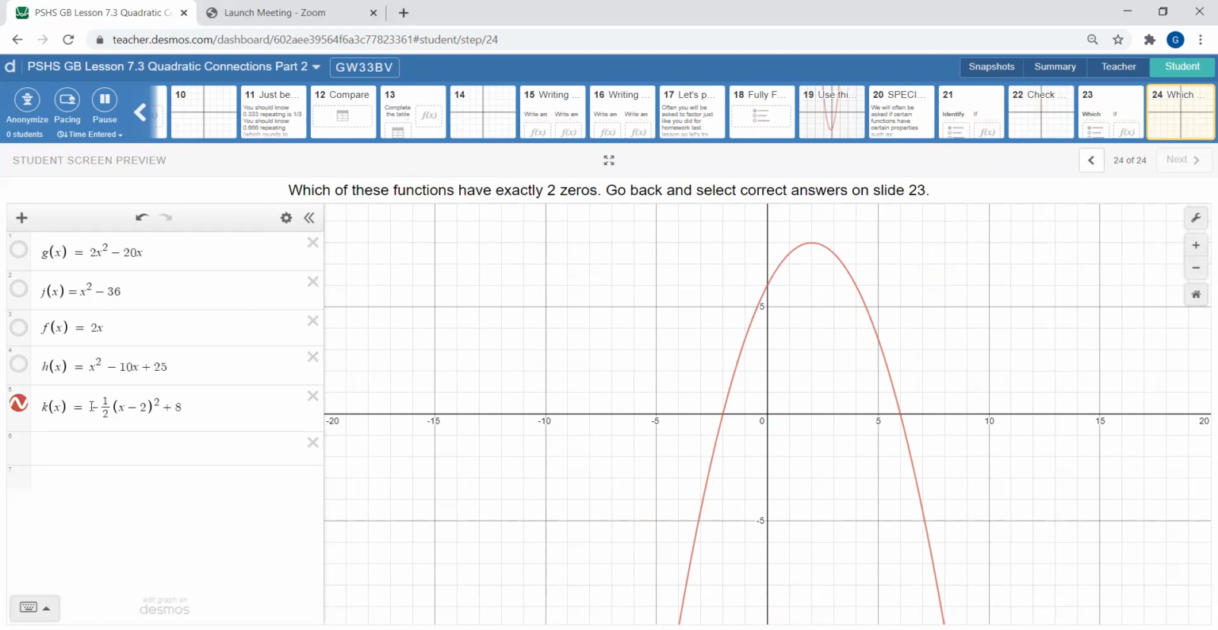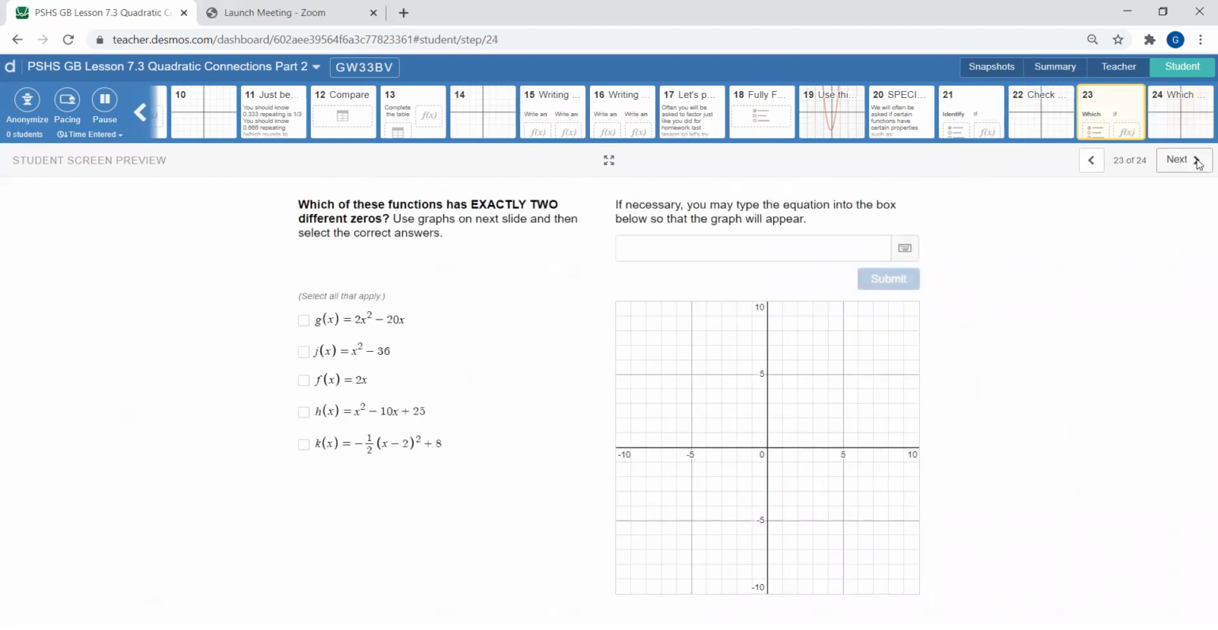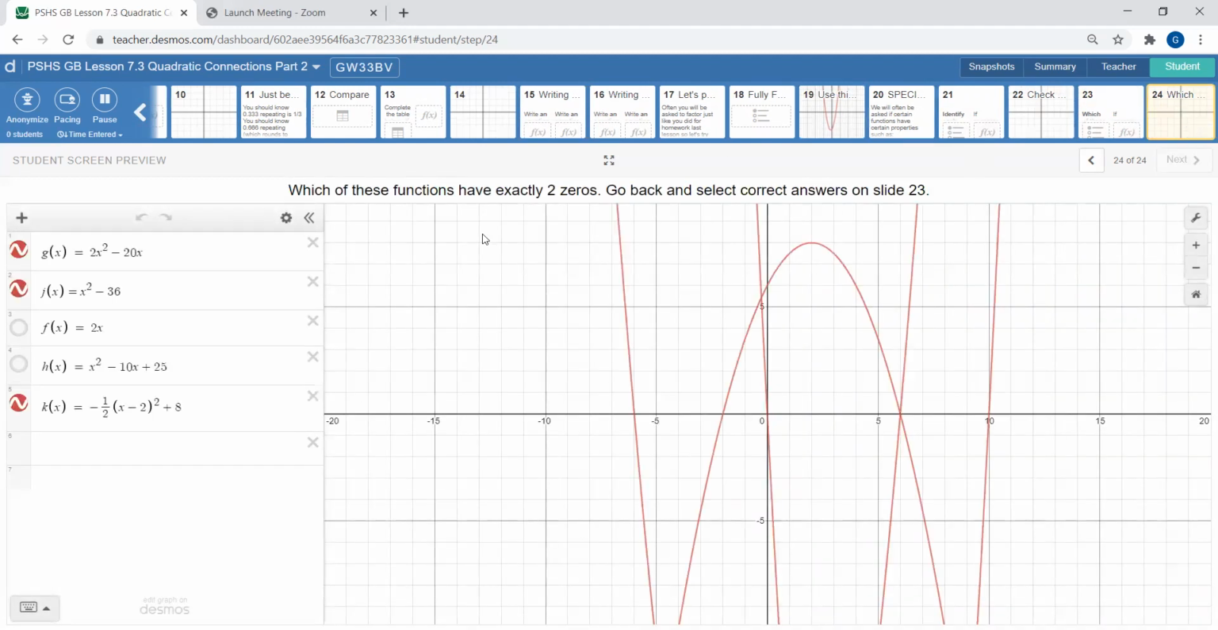We did talk about last lesson, if you have a negative x squared, it would actually draw the graph upside down, and you can see that on this picture here. So I believe it was those ones there, and then we could easily go back and select those as well.